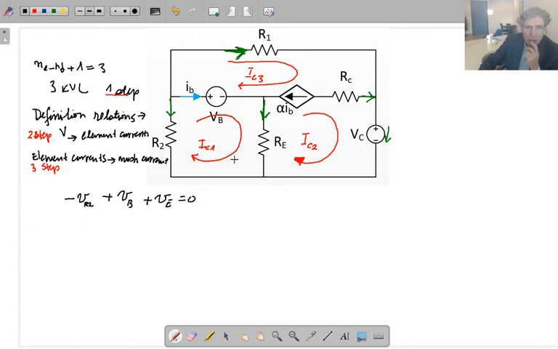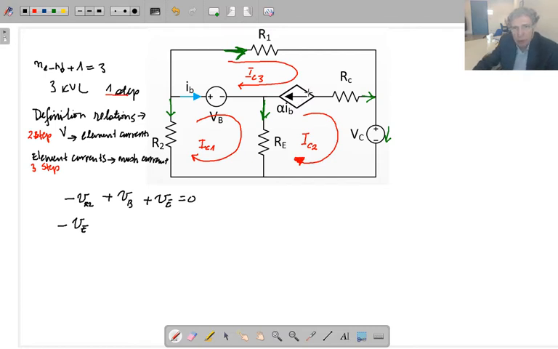And then second one, those two directions are the same. So with the second one, we are going to write for this loop, for this and this, directions are opposite to each other, so it's going to be minus VE, let's say. And then this element voltage.